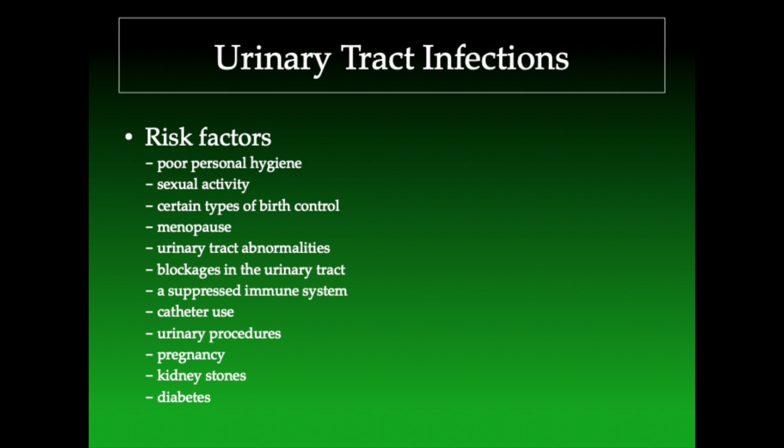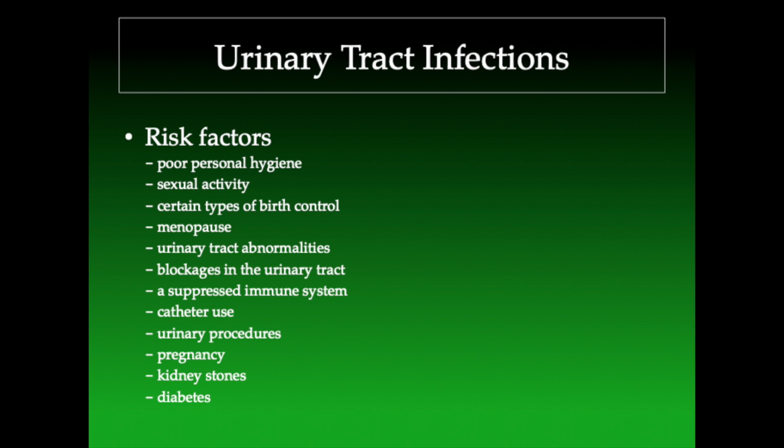Certain risk factors can increase one's chances of having a UTI. Poor personal hygiene, such as wiping from back to front after urinating or having a bowel movement, can lead to infection. This especially applies to women. Poor personal hygiene also includes holding in urine for an abnormally long period of time.